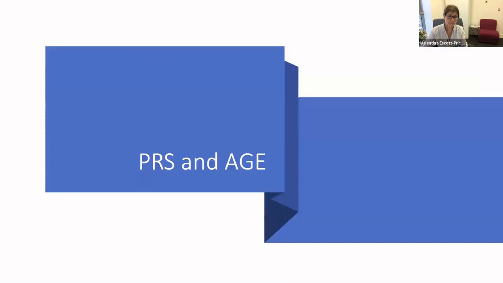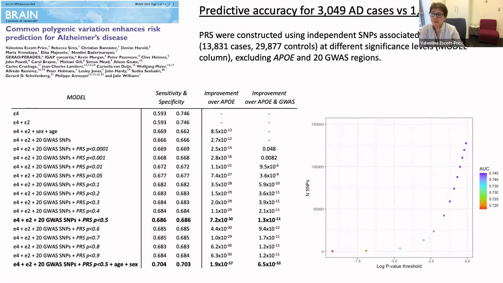Now, polygenic risk scores, that's what John mentioned, and I started working with them in 2015. Our first paper was published looking at 3,000 cases and 1,500 controls, and we calculated the area under the curve using E4 alleles, then with genome-wide significant SNPs, 20 at that time, and then we started including more SNPs which are not genome-wide significant, but show some statistical evidence for association.